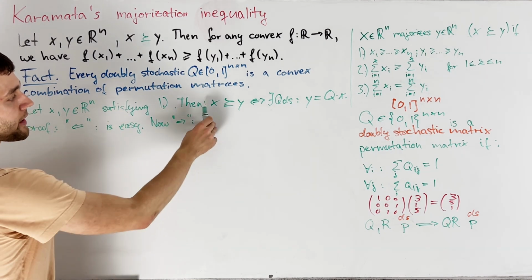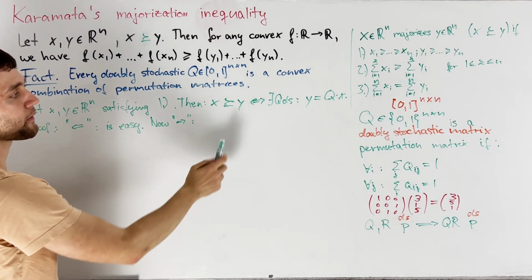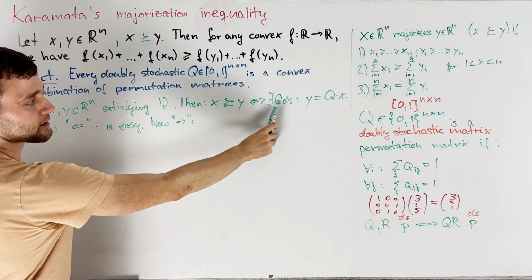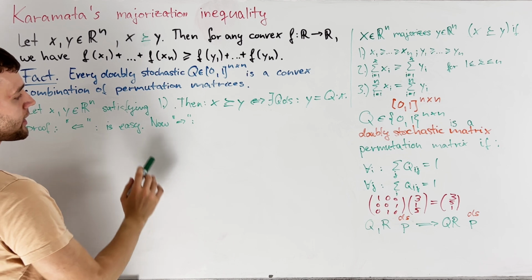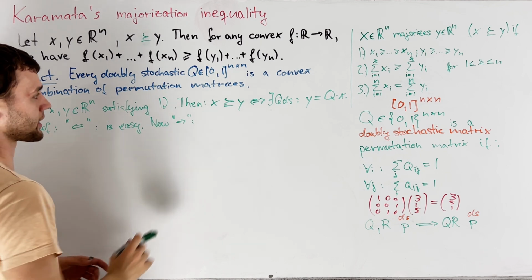Now we will assume that X majorizes Y and prove that we can find a doubly stochastic matrix Q with Y equals Q times X. We are going to take a very iterative approach for this direction.